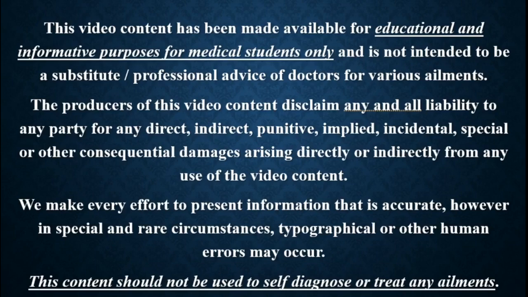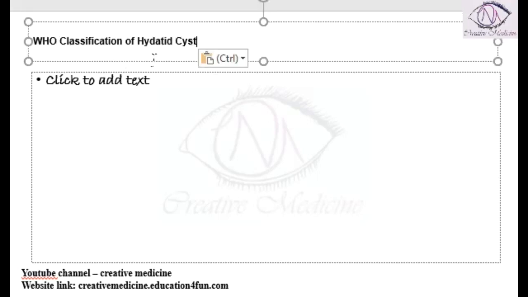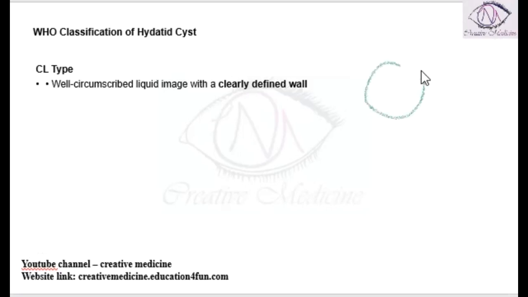In this lecture, we will learn about the WHO classification for hydatid cyst. According to WHO, hydatid cyst is classified into five types. First we have CL type. In CL type, a well circumscribed cyst is seen with a clearly defined wall, filled with liquid. You see a well defined cyst filled with a liquid and a well defined wall, which is CL1.